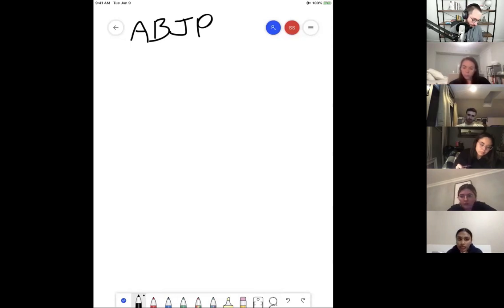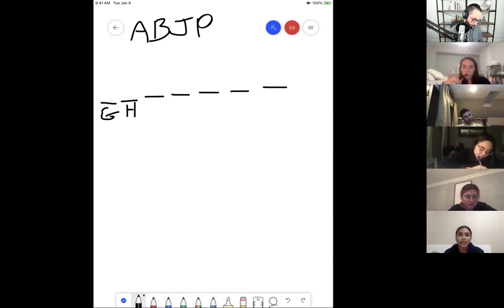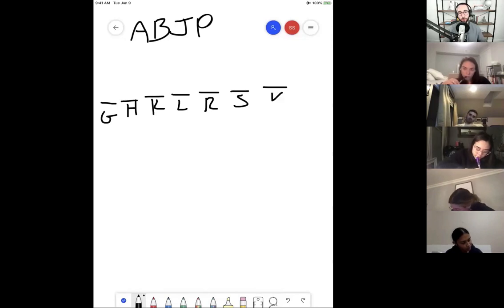So I would lay out 7 slots here. And then I would place the variables below them. So we have G, H, K, L, R, S, V. And then we'll place the rules on there and we'll stack and build as we go.